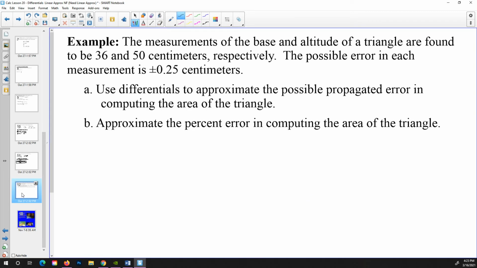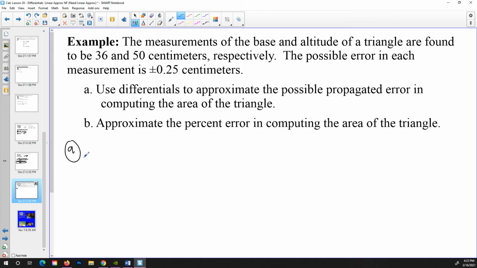Last example. The measurements of the base and altitude of a triangle are found to be 36 and 50 centimeters respectively. The possible error in each measurement is 0.25 centimeters. Use differentials to approximate the possible propagated error in computing the area of the triangle.